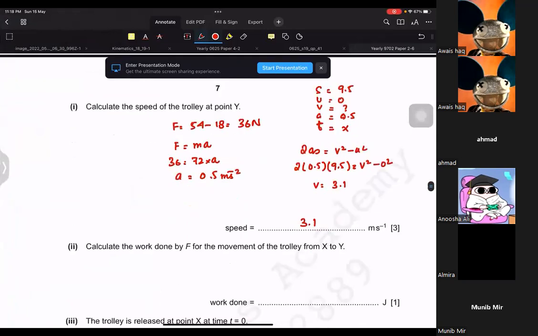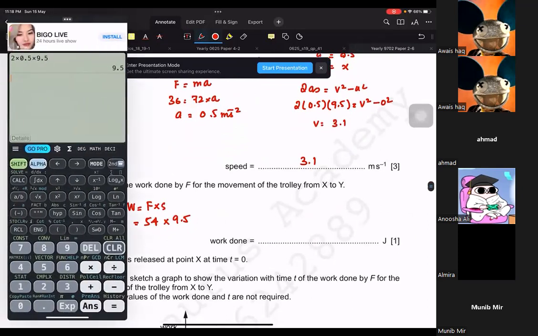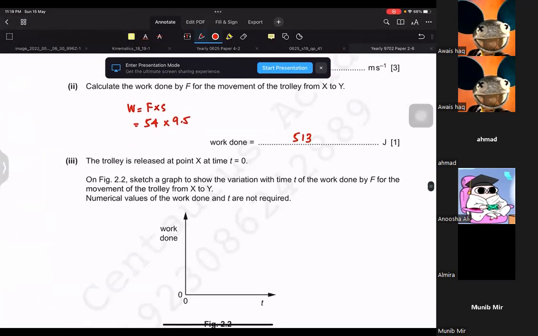Okay. Now, calculate the work done by force F. Work done is force times displacement. Force F was 54, displacement was 9.5, so 513 joules. That should be the answer. And then it says a trolley is released at X. Sketch a graph to show the variation with time t of work done by F for the movement of the trolley from X to Y. Numerical values of work done and t are not required.